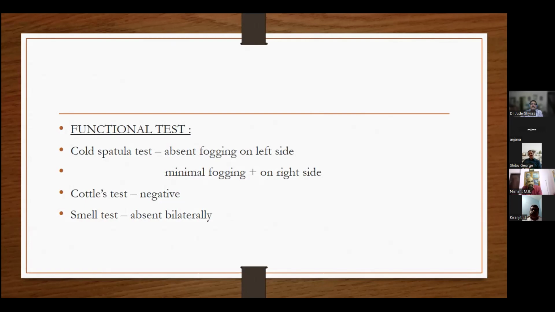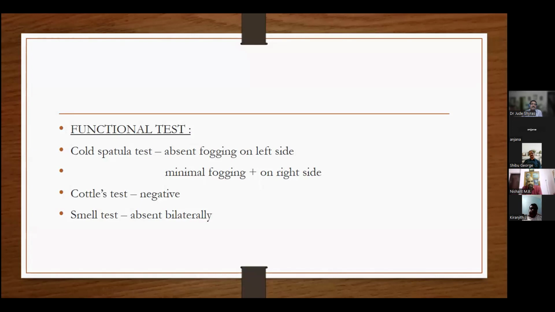Is there any condition where there is nasal obstruction during forceful respiration? It is not an antrochoanal polyp. Suppose a patient has a collapsing ala. You will always miss that on the cold spatula test. You see the fogging and feel that there is no nasal obstruction, but actually he has a dynamic obstruction here.